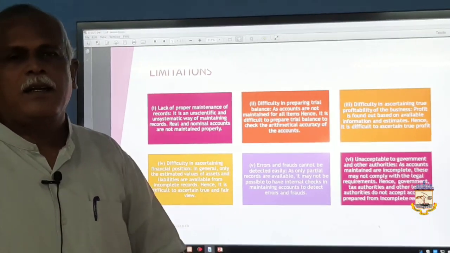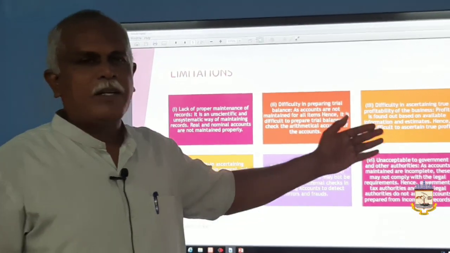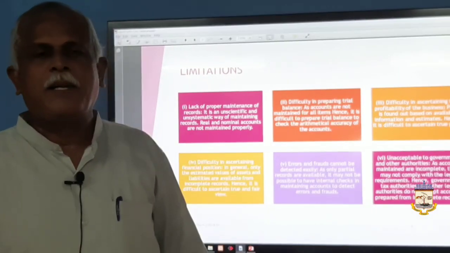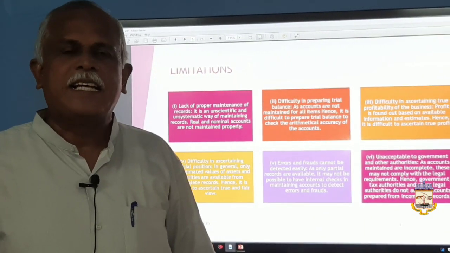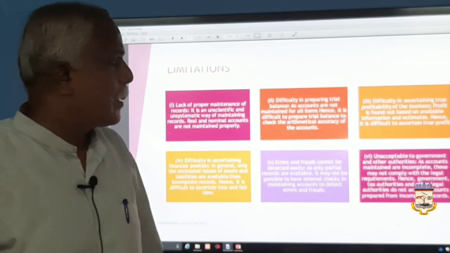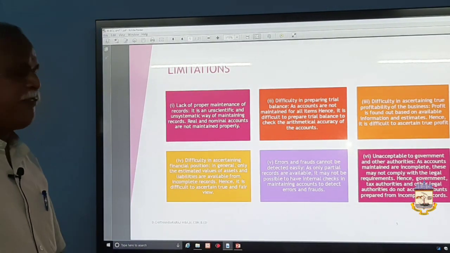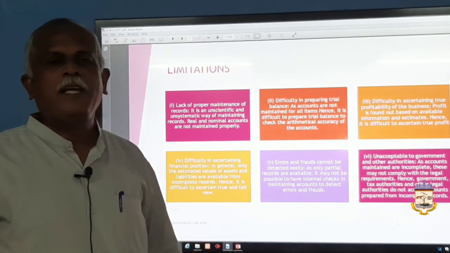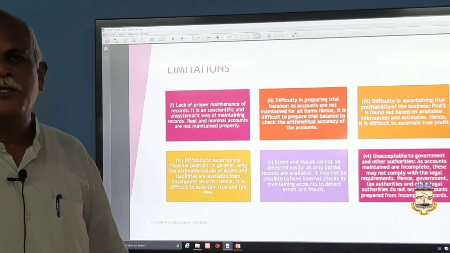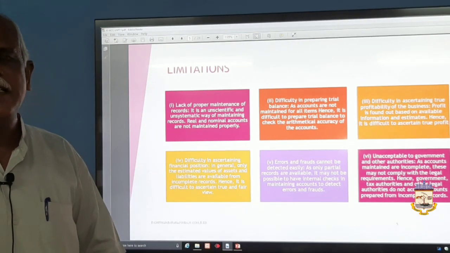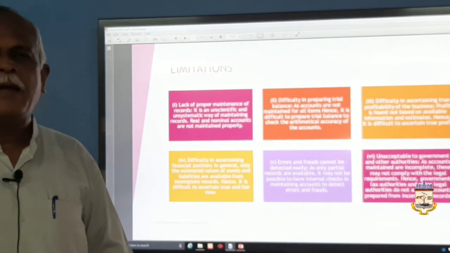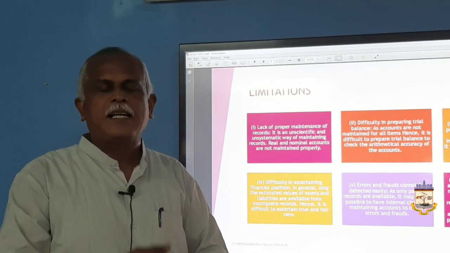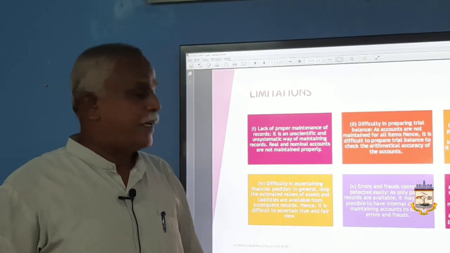Since there are very less number of accounts, the profit found out under incomplete records is just an estimate, not a real profit. Difficulty in ascertaining the financial position. Since all the real accounts are not maintained, we won't be able to get the real financial position. Financial position means what? It's a statement of assets and liabilities on a particular date. We don't maintain real accounts, so we don't get all the assets into a statement.